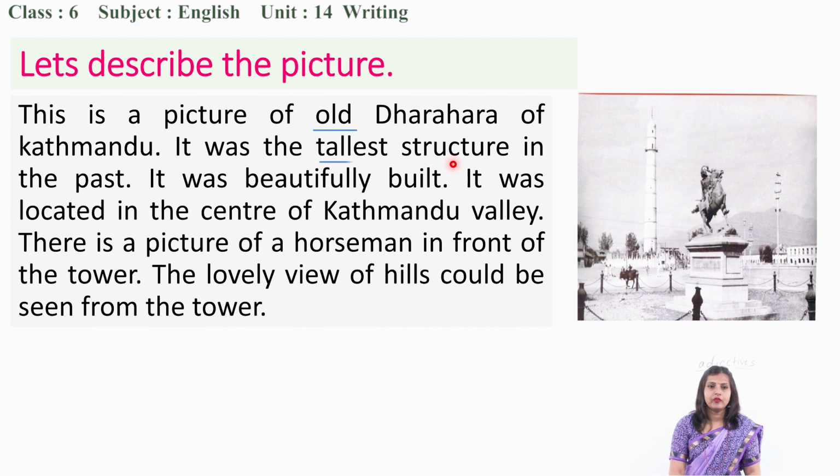The word old is an adjective and is describing this Dharara. Likewise, it was the tallest structure. The word tallest is also an adjective and it describes how it was. Very tall, tallest. Yes? It was beautifully built. And then after that you see the lovely view. What sort of view? How is the view? Lovely. So lovely is an adjective. So did you recall it? Adjectives can be used to describe pictures. We need to put some adjectives to describe the picture.